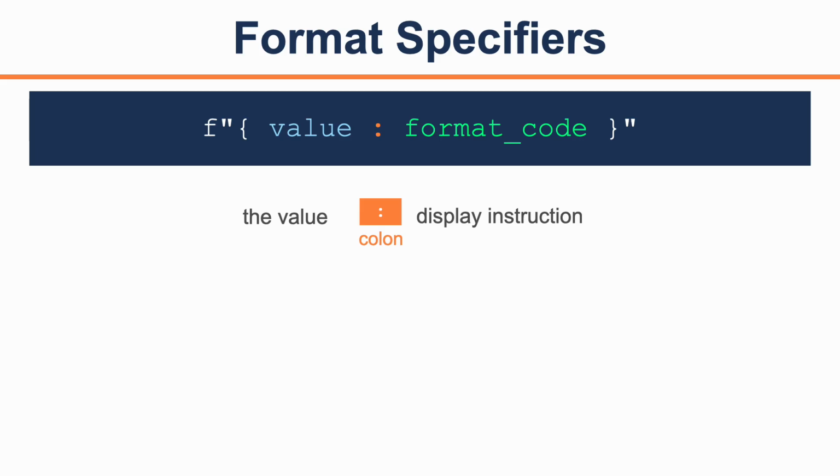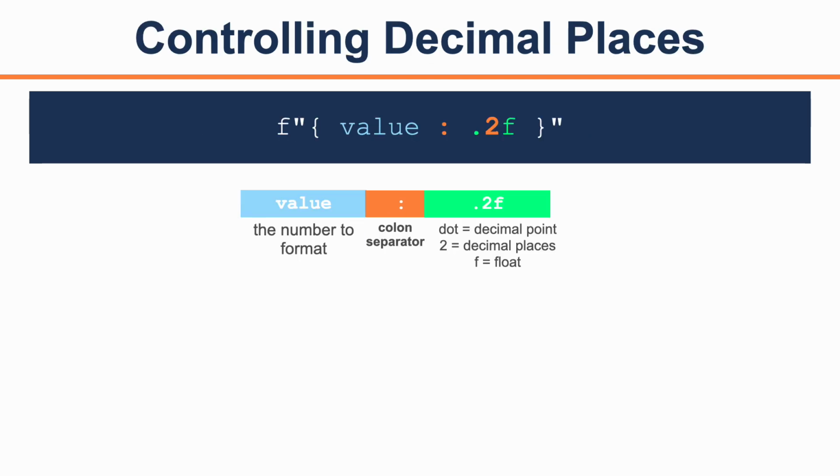The colon separates the value from the display instruction. The value itself is not changed. The .2f specifier is one of the most commonly used format codes. It tells Python to display a float with exactly 2 decimal places. You write a dot followed by the number of decimal places, then the letter f. The number is rounded to fit.